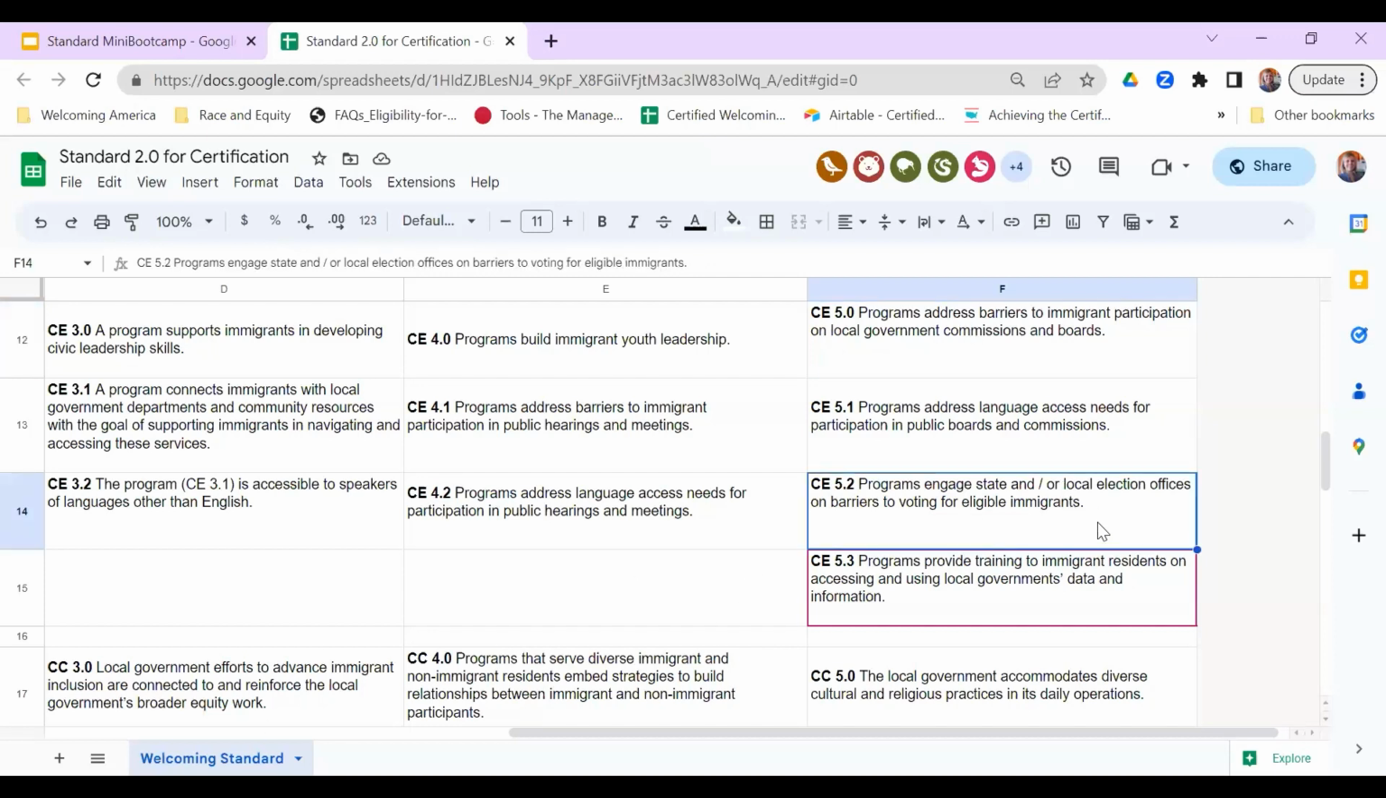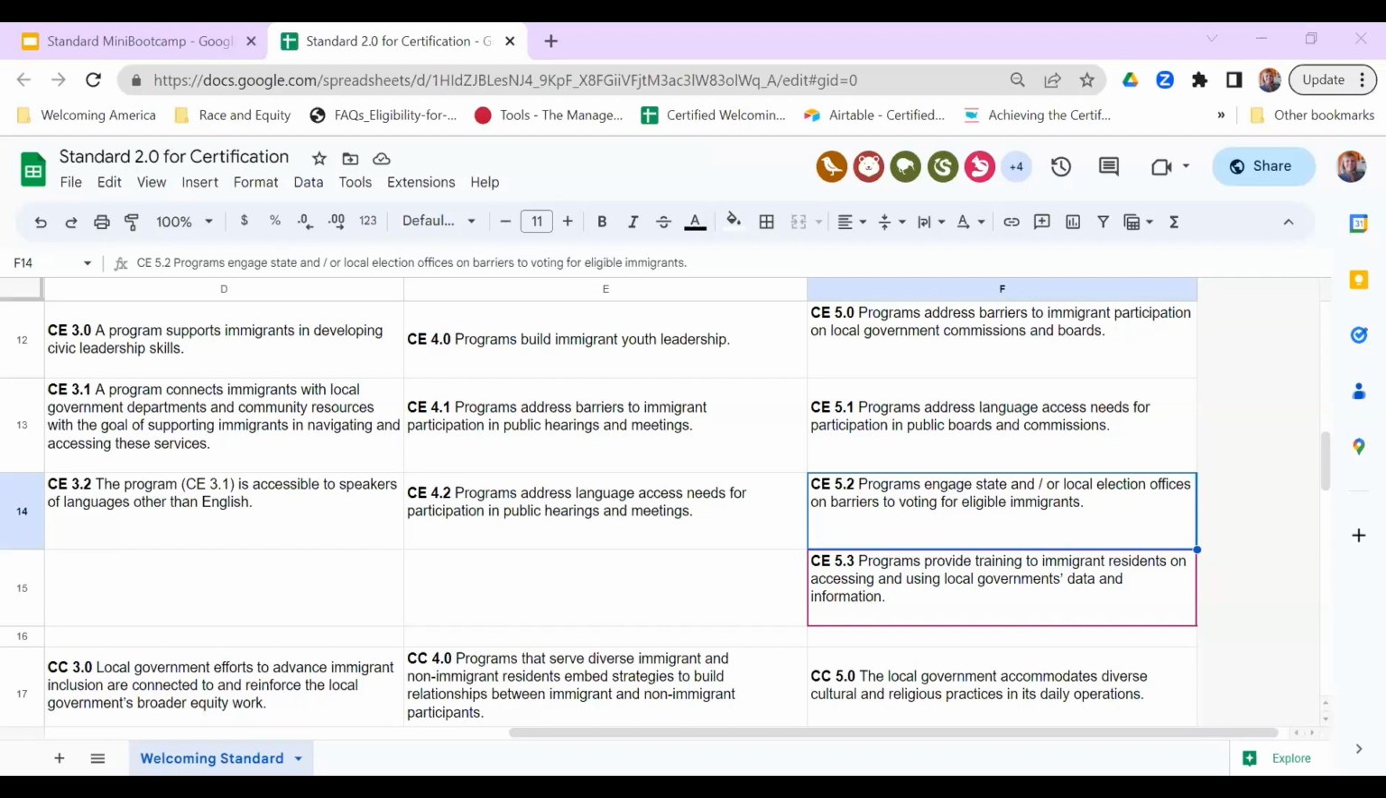And then, as I mentioned at the beginning, we're starting to think about the state or engaging other jurisdictions here in the 5-star level as well. So the reason for 5.2, I just want to mention, is programs engage state and or local election offices, simply because of how that can vary across the states. Our goal here is to increase access to elections and to ensure that there continue to be all of the services and programs available despite language.